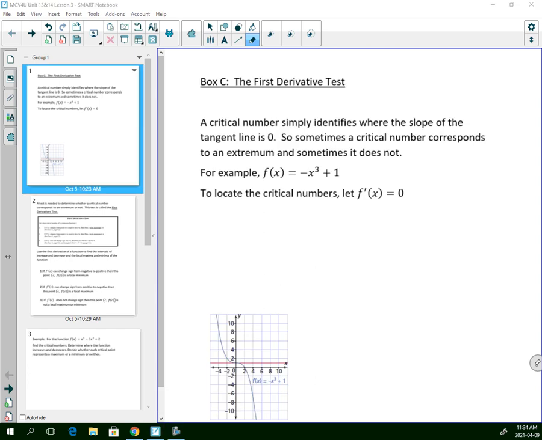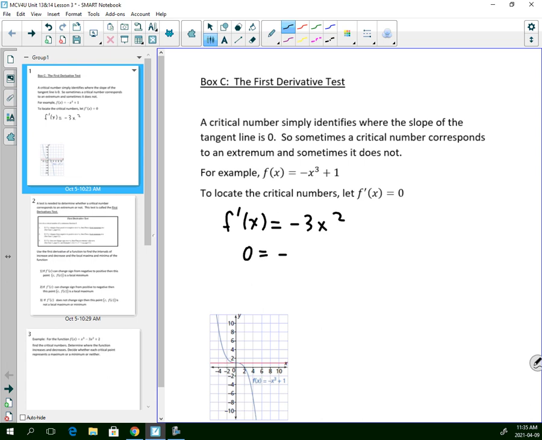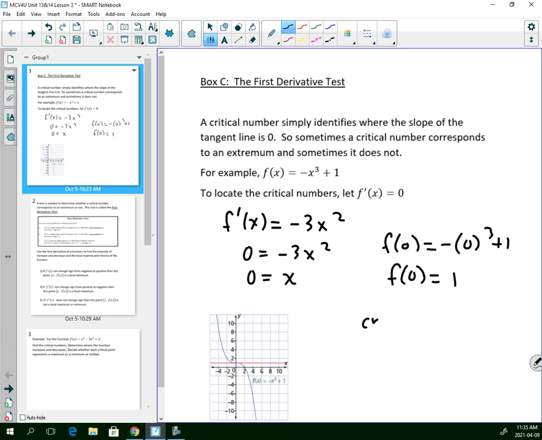So for example, let's say we had the function f of x is negative x to the power 3 plus 1. So if we want to determine the critical numbers, we find the derivative f prime. So let's find the derivative, negative 3x squared, and we set it equal to 0, and we solve for x. So x would be 0. And we could find the y coordinate by just subbing back into the original equation, and we find f of 0 is 1. So we have a critical number when x is 0 at 0, 1.